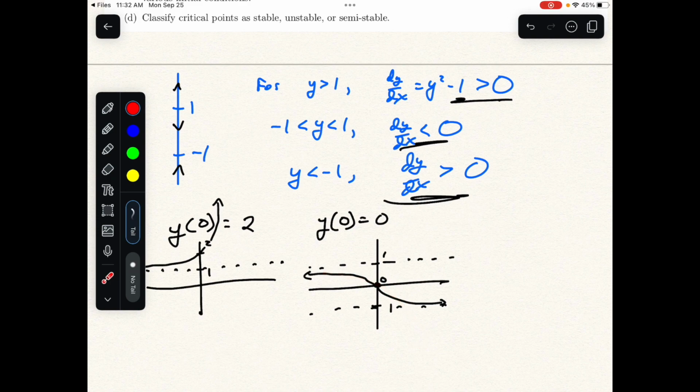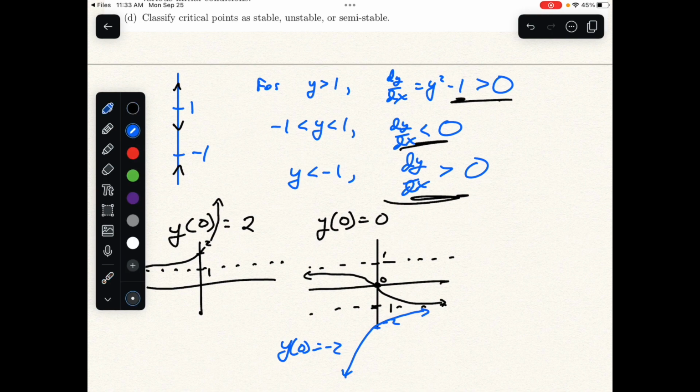And then similarly, if you had y of 0 equals -2, that -2 would be down here. The derivative is positive for that one, so that would be going up. So it would have to look something like this, where if I keep increasing, it will flow into the asymptote, the equilibrium solution. And if you were to reverse time and go backwards, it would be decreasing without bound.